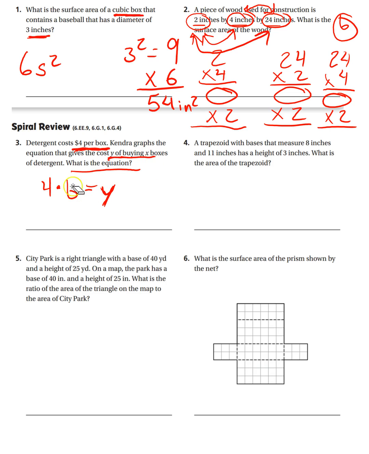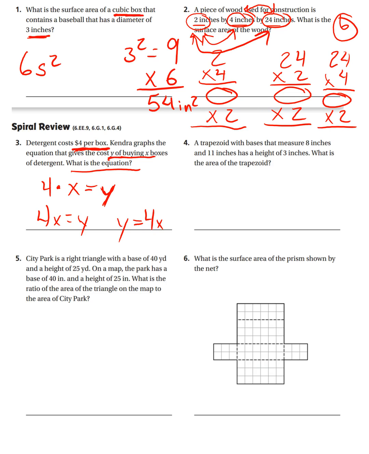And oh, they did tell me though that this variable is x, so I'm going to change it to x. And I could write this as 4x equals y. I could also write it, I mean, there's a lot of ways I could write it, but I could write it as y equals 4x. There's, again, a lot of ways.